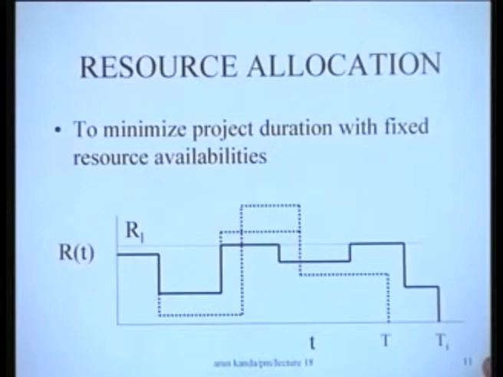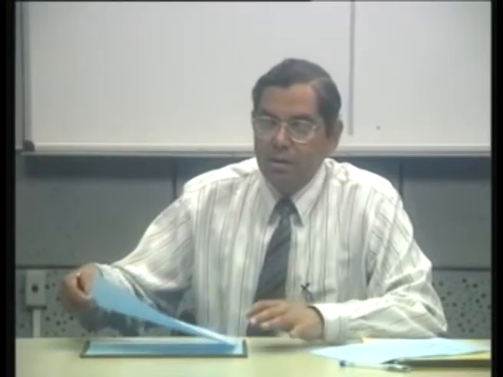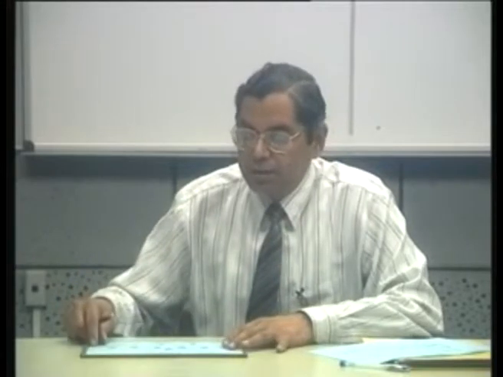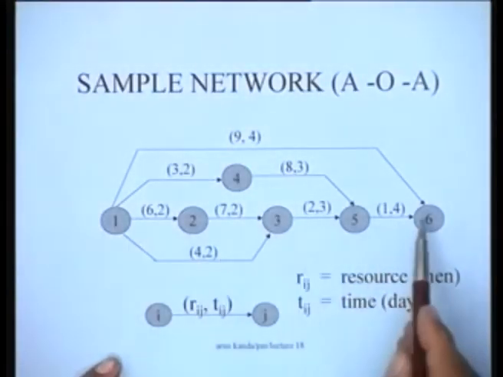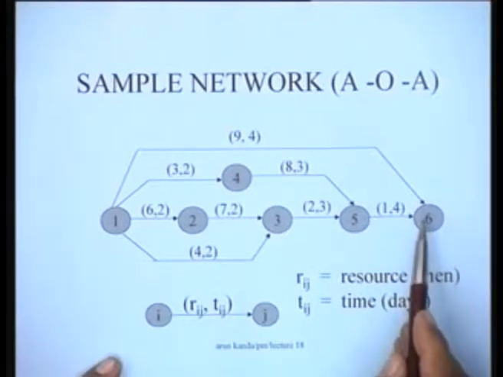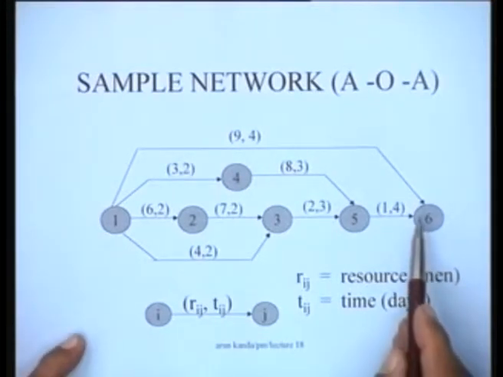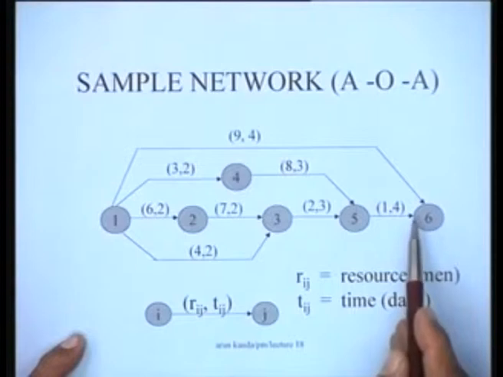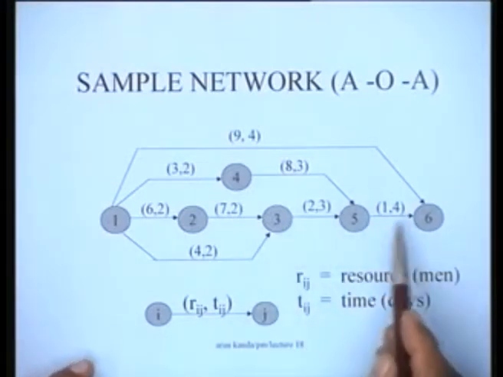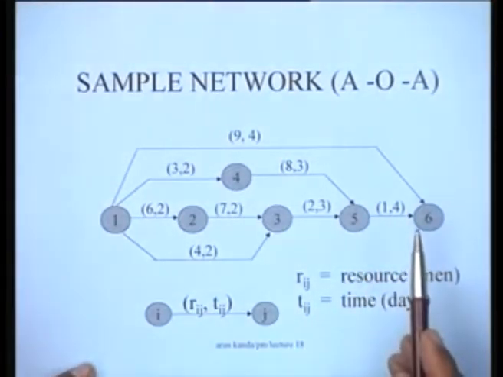Let us see how, for instance, these problems can be handled. For instance, look at a small network. This is a small network, a very interesting network because it brings out very dramatically how resource leveling could be done. It's an example that is constructed by Wiest to illustrate the basic notion of resource leveling.